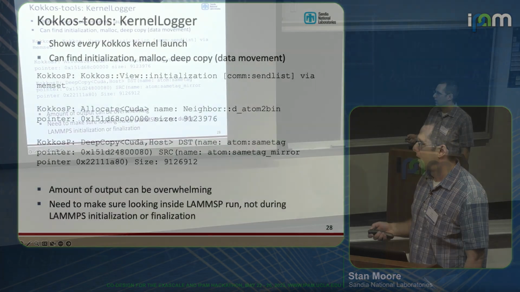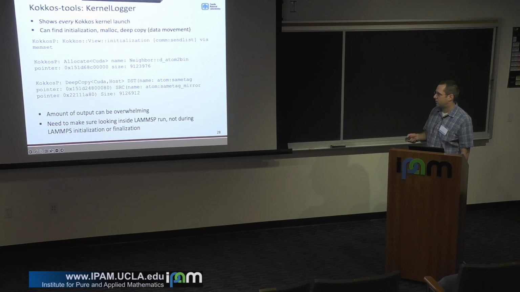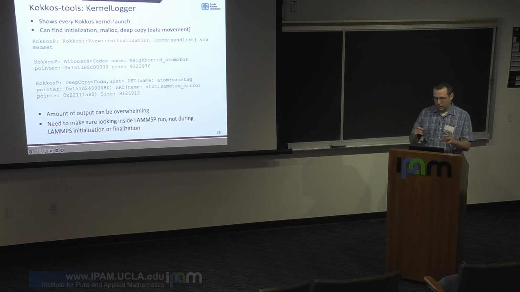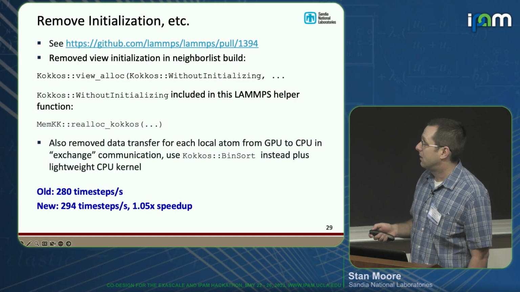Another thing to look for is memory or data movement. That would be a Kokkos deep copy, if you're moving data from the host to the device or vice versa. Really, you just need to find where you are in the run loop, find a specific kernel like the integrator, and then start looking through all the kernels to try to find these overheads. And so I did that and removed some initialization.